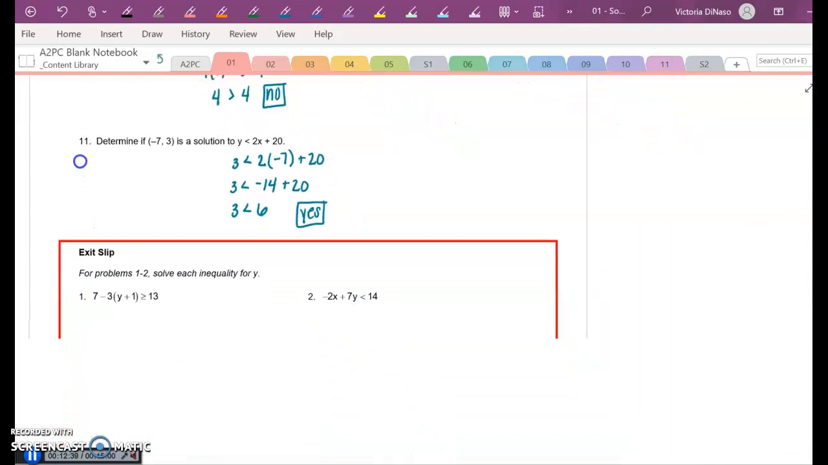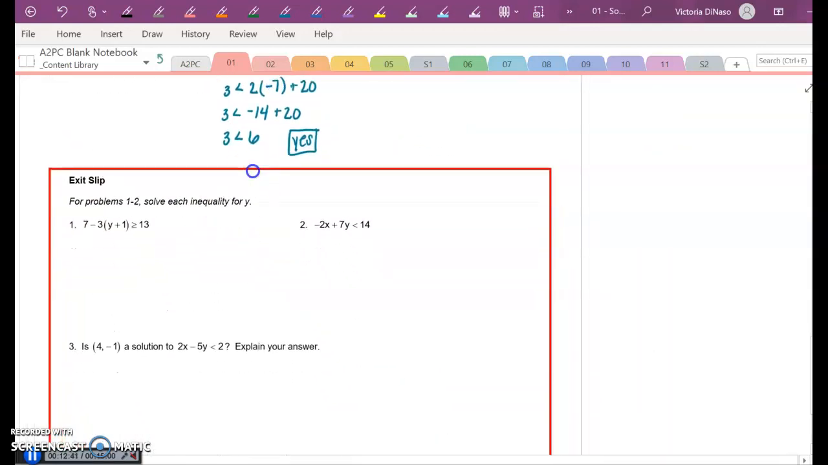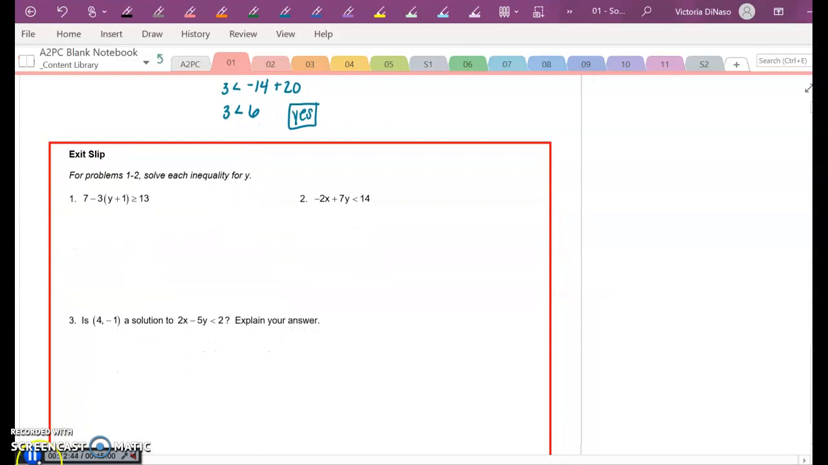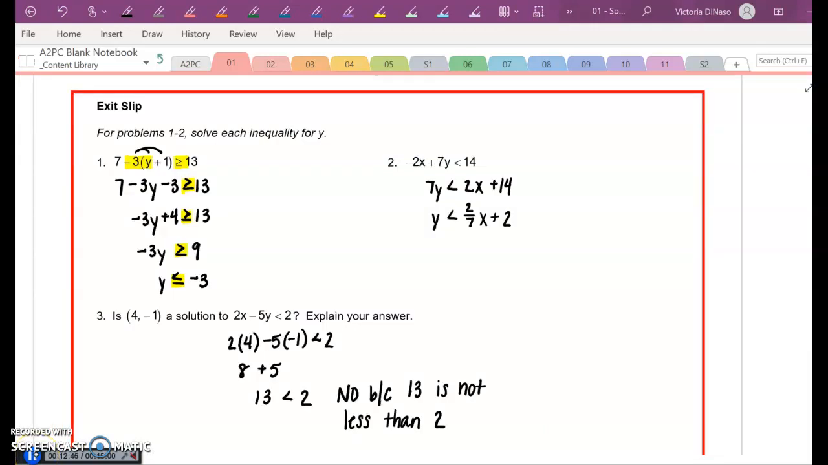We're going to go ahead and finish up the lesson with this exit slip. So go ahead and pause the video and work on this exit slip. So we have our answers to the exit slip.